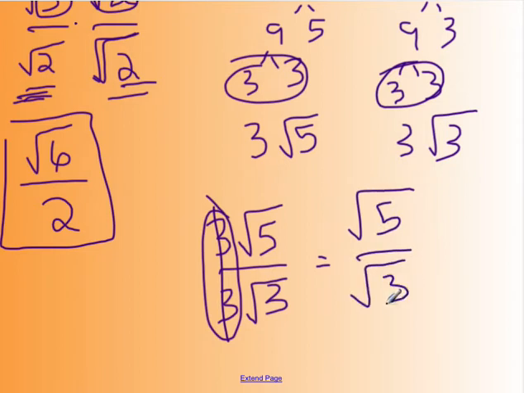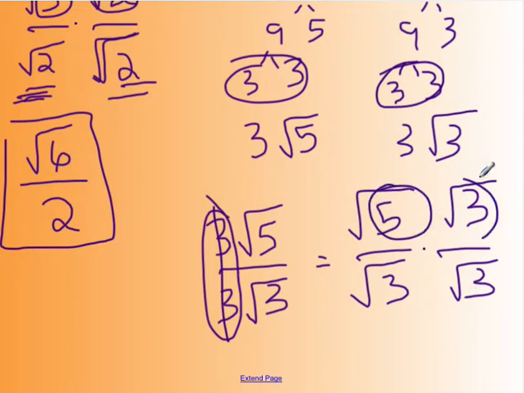So I notice that I have the square root of 3 on the bottom. Since I have the square root of 3 on the bottom, I need to multiply by the square root of 3 over the square root of 3. All right, so what we want to do is multiply underneath the radical to underneath the radical.